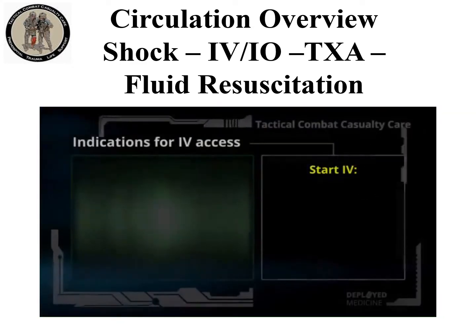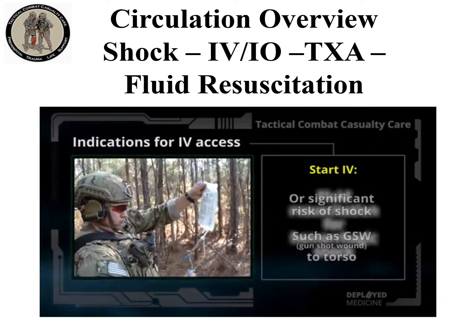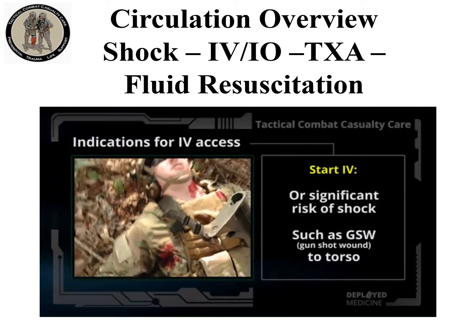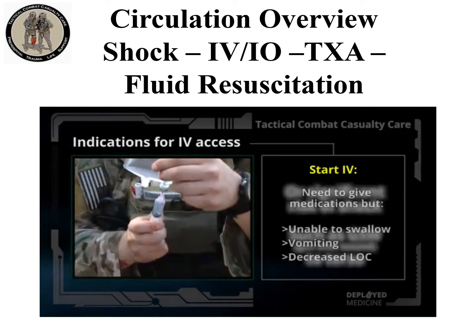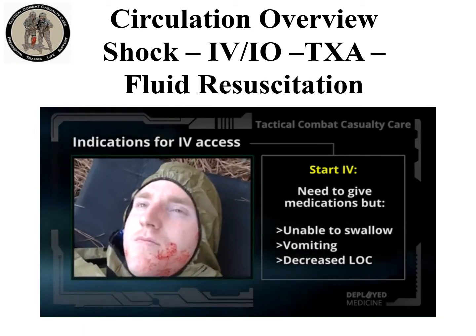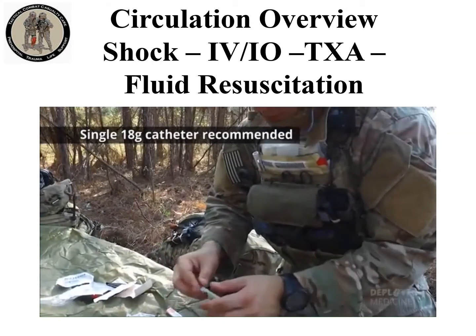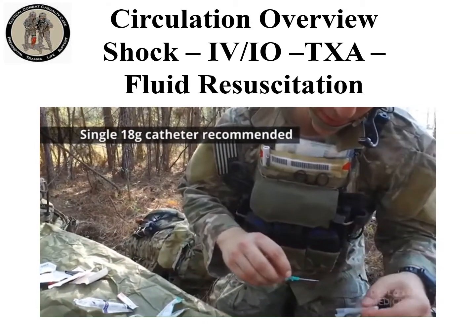The indications for IV access are fluid resuscitation for hemorrhagic shock or significant risk of shock, such as GSW to the torso. The need to give medications, but the casualty is unable to swallow, is vomiting, or has a decreased level of consciousness. A single 18-gauge catheter is recommended for access.